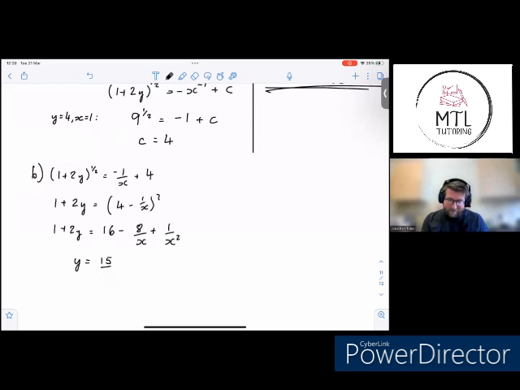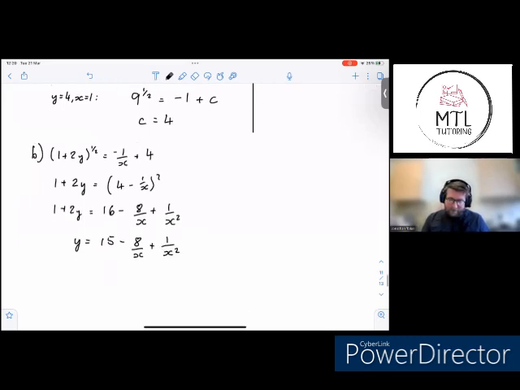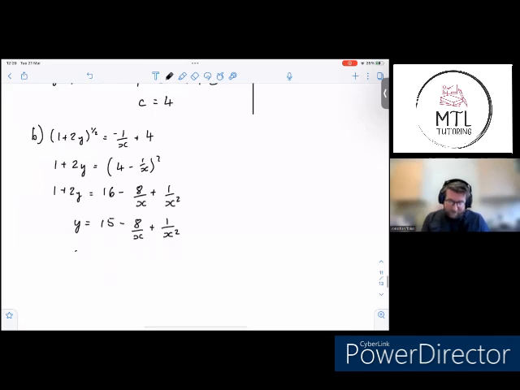No, let's not do that. Let's subtract 1 first. What I said could be interpreted differently, I realized. So let's just do both of those in 2 steps. So that's 2y equals that. So y equals 15 over 2 minus 4 over x plus 1 over 2x squared.